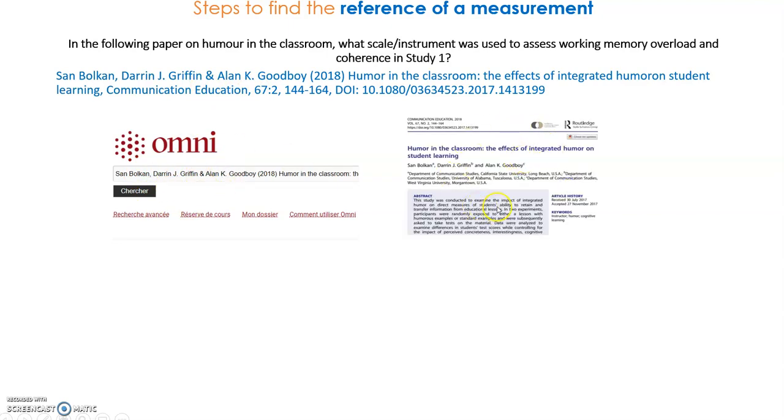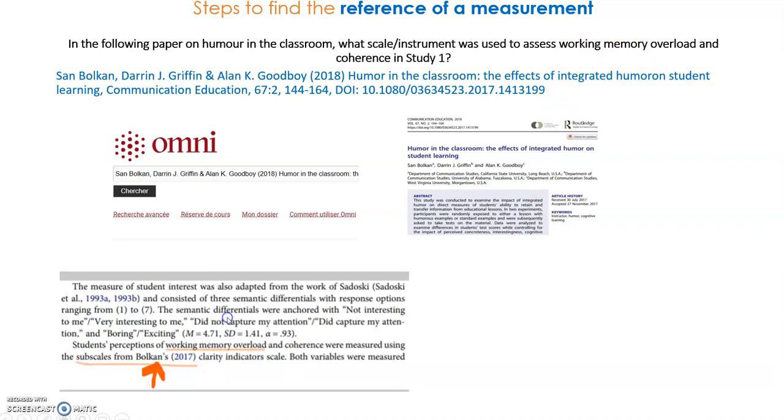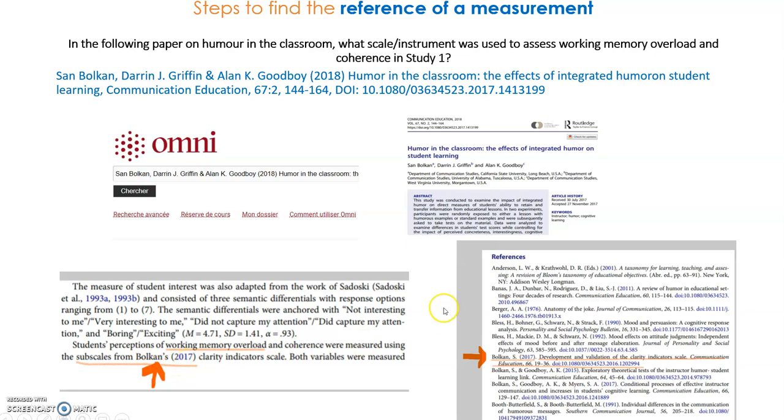And when you find the article, you have to read all pages to find where they are mentioning the working memory overload. So I think on page 149, you can find the one passage where they are talking about this scale variable, and also where they adopted it from. That is Volcan 2017. When you know this name, you go to the reference list at the bottom of this article, and you will find the full reference about the author from whom you took this measurement.